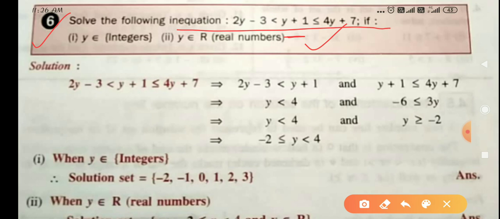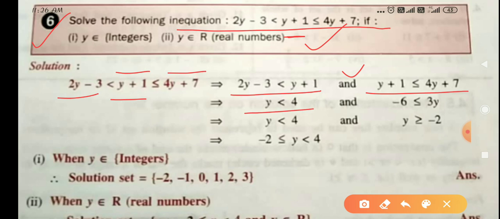Middle term with the left term you can take one time, middle term with the right term you can take one time. So by taking the left term and middle term, you have made one inequation here. By taking the middle term and right term you have made one inequation here. Now you solve separately. When you solve, taking the terms having y on one side, y is less than 4, and here also, you take y in RHS and 7 in LHS, so it will come y is greater than or equal to minus 2.